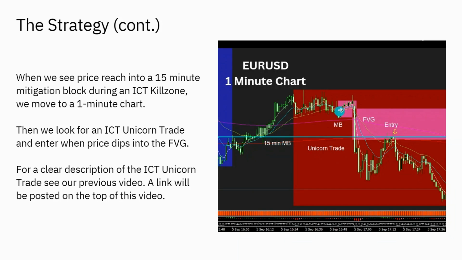We see a mitigation block was created, and then a fair value gap was created over top of this mitigation block. That is a unicorn trade. Once price enters that fair value gap, that is your entry signal. And we have our entry here when price closes outside of that fair value gap. It also closes below the 5 EMA.